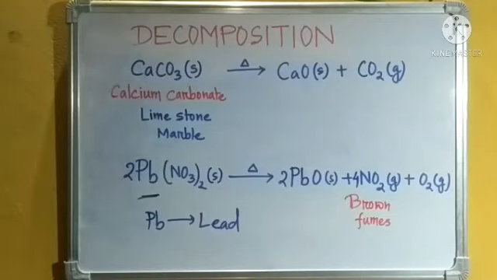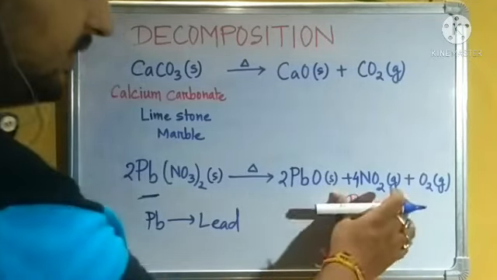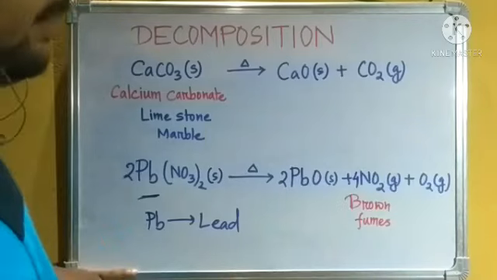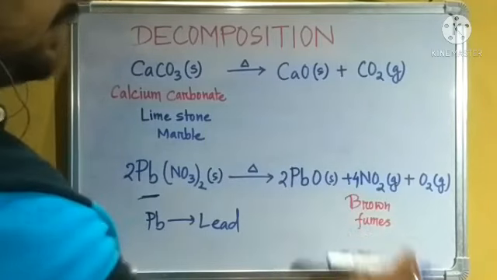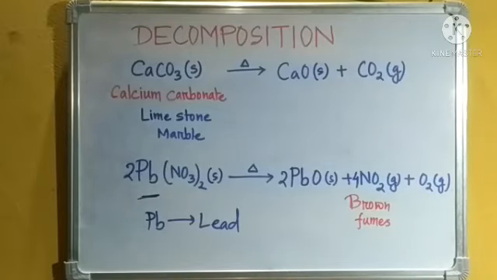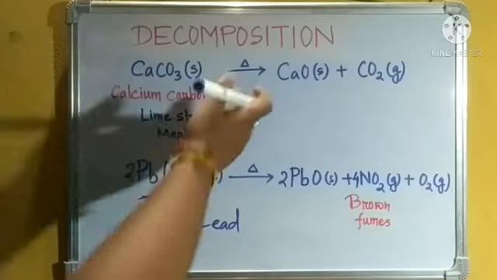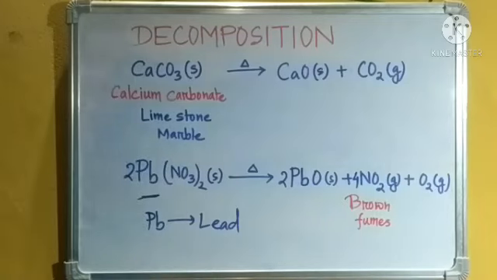If anyone does this activity in their lab, they should try to avoid smelling these brown fumes, because this can sometimes be poisonous. So these are the two more examples discussed in your NCERT book, calcium carbonate and lead nitrate. Next we will be looking at one activity and one interesting phenomenon. Let us see what the next activity is.